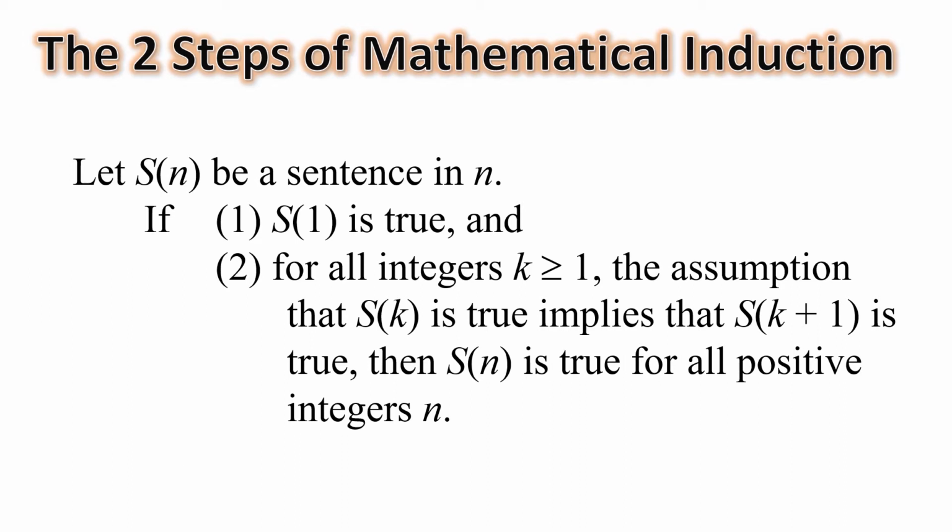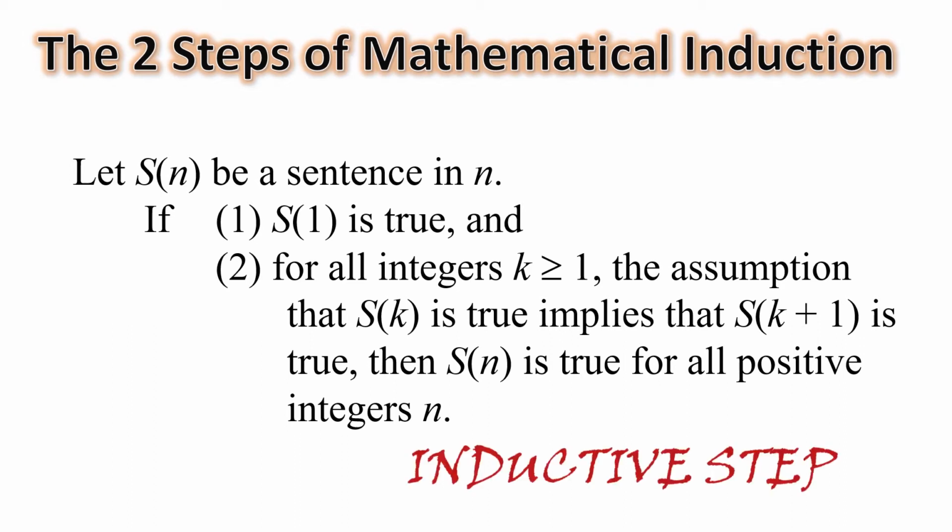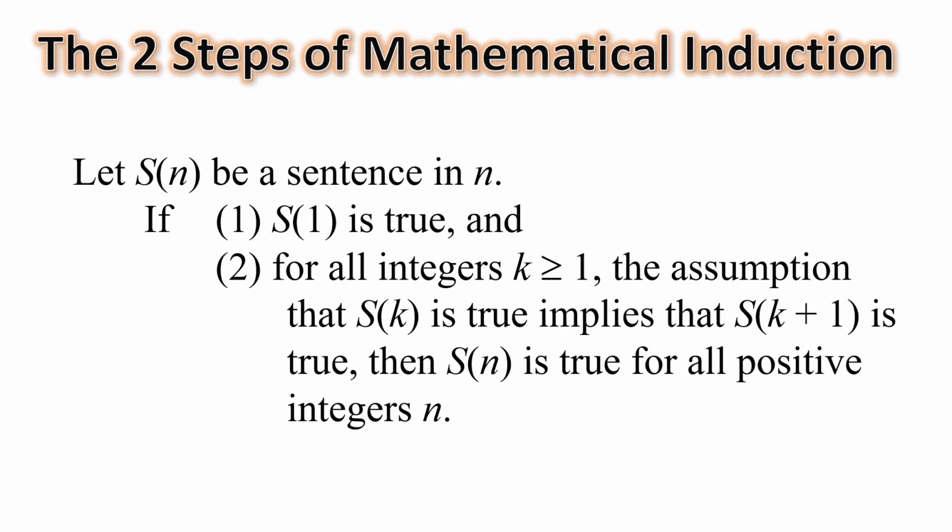Verification of the second step is supposing that the kth domino falls. That is the assumption that S(k) is true. Then, this implies that S(k+1) is true. That is, the k plus 1 domino falls. This is called the inductive step. If this is true, then S(n) is true for all positive integers n.